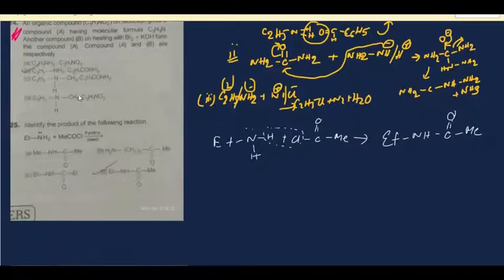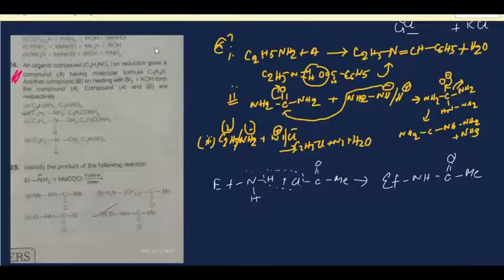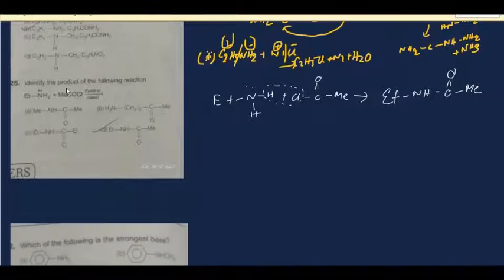Next, this one we discussed earlier. Identify the product of the following reaction. So this will be ethyl NH2 and then ClCOMe. Then HCl will be eliminated from here, and this one will form. So this one will be the answer.